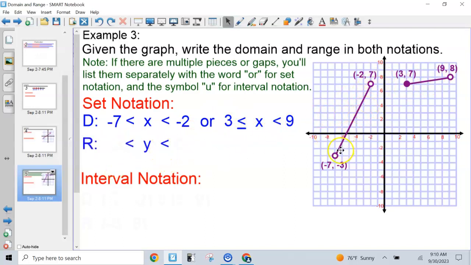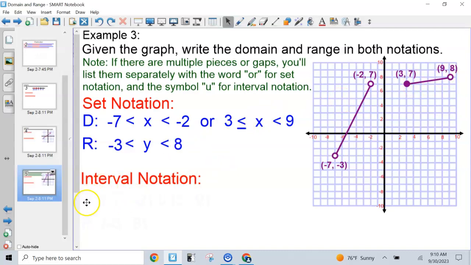For range, less than sign, y, less than sign. How low does the graph go? It goes to -3. Then it goes up to 7, it's open, but right here, it's 7 closed. Closed counts, so 7 is taken care of. It is used at least once, so then basically it continues on from 7 all the way to 8. So there's only one piece there.